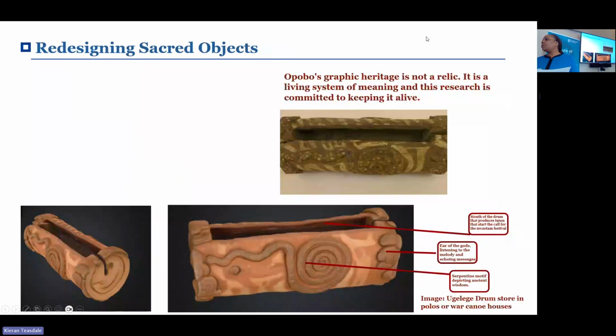So these are some of the sacred objects that are there. This one in particular, the Igelege drum, is stored in the polos, the houses where the volcano houses, and it's only used when they want to announce a festival or a ceremony. It doesn't come out all the time. Once they start hitting it, you know that there's a serious activity that wants to take place. So I just labeled it how it's supposed to be.